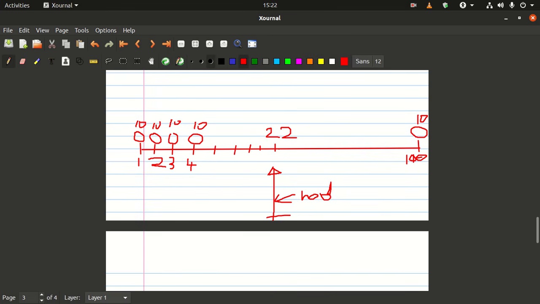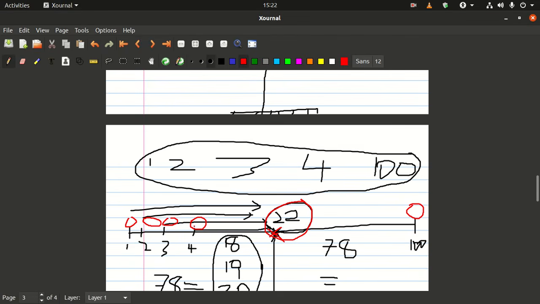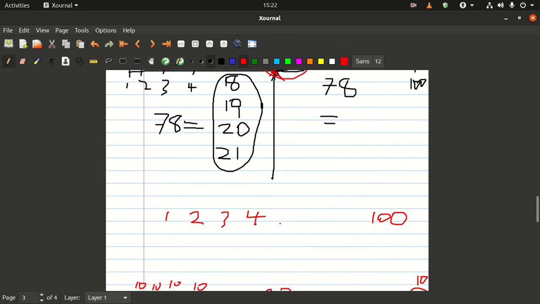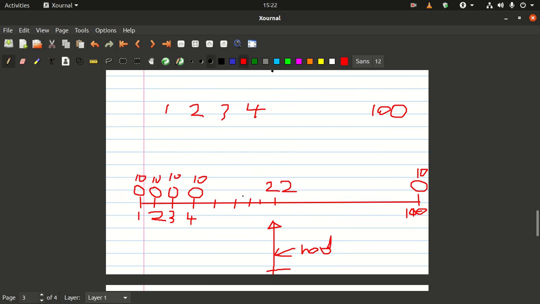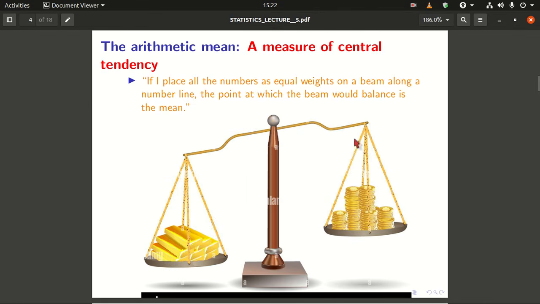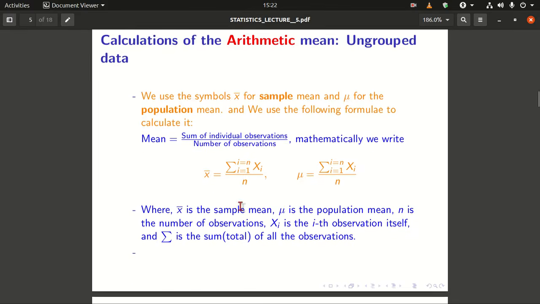So you can either think of this as the distances from that point, or think of placing equal weights on these values. At these values you place a weight, at these values you place a weight, equal weights, whether it's 10 or 20 or 5. Then where would I have to put this rod such that the beam balances like this? So that is the meaning of the arithmetic mean or the mean. I hope it makes sense now.